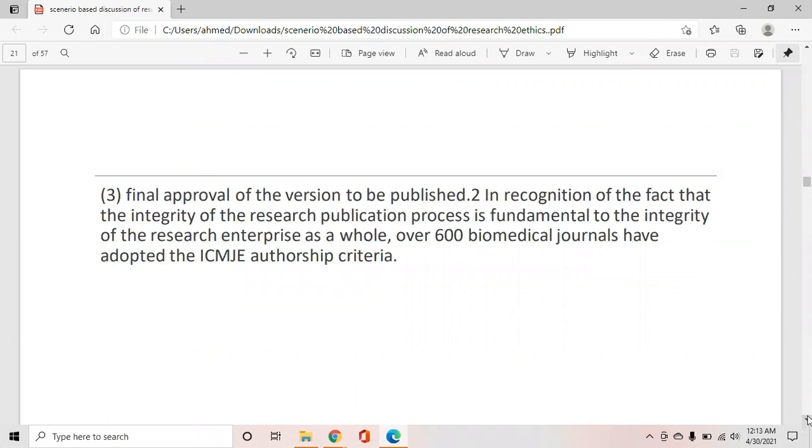This is in recognition of the fact that the integrity of the research and publication process is fundamental to the integrity of the research enterprise as a whole.